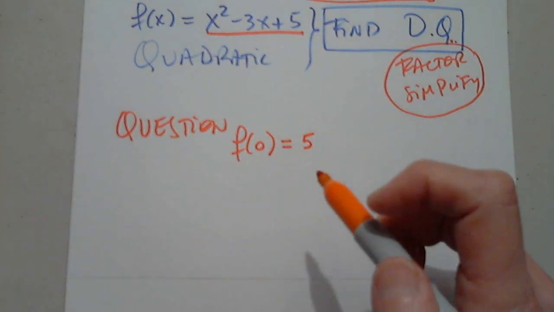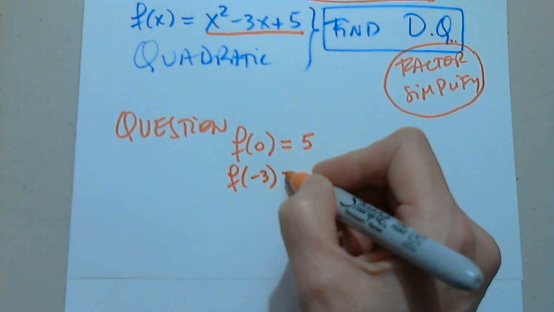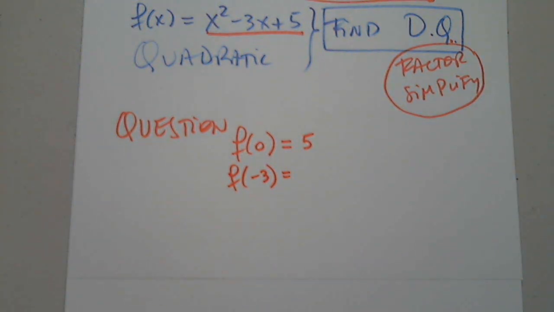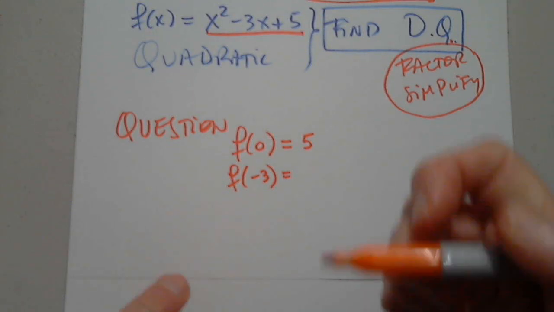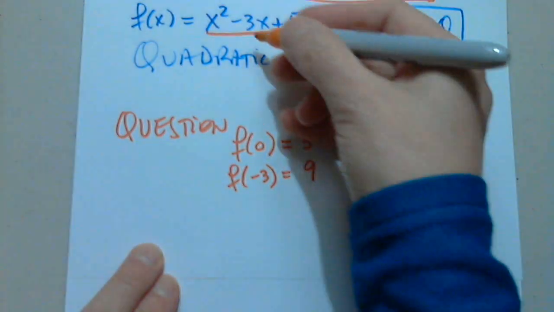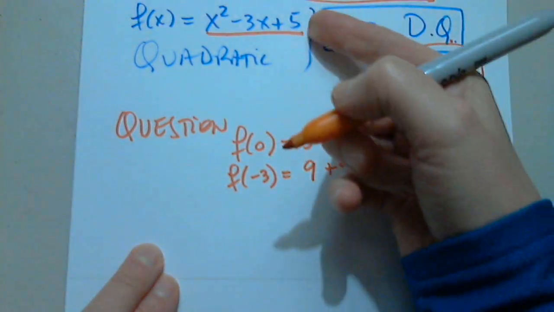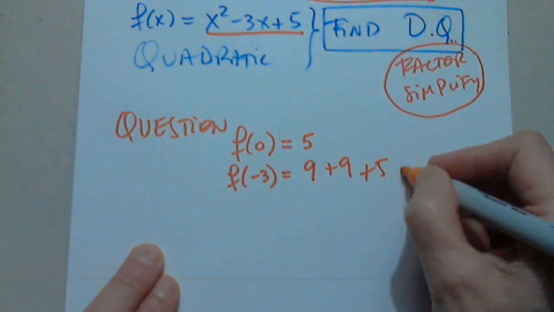Yep. Okay, now what if I ask find f of -3? I know it's silly, but I want anyone else to say something. Sorry, what was the question? How do I find f of -3? You plug in -3 for x. Absolutely. So -3 squared, that's 9. -3 times -3 will be +9, and plus 5. This is 18 plus 5 is 23.